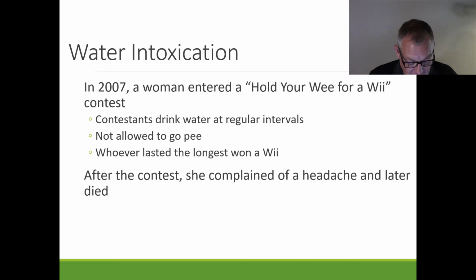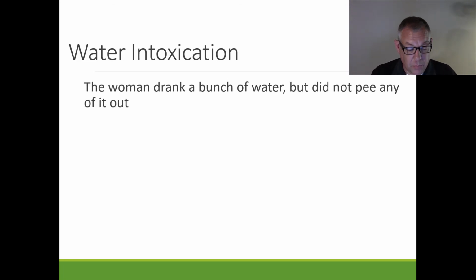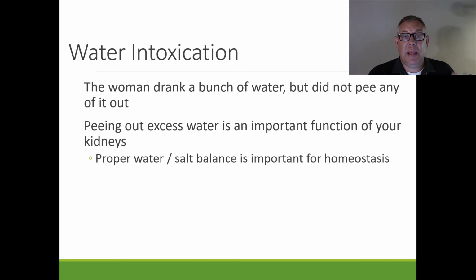And so what do you think happened? So she drank an incredible amount of water but didn't pee any of it out. And she was suffering from water intoxication. And so what happened, peeing out excess water, that's a very important function of your kidneys. And proper water-salt balance is essential to all aspects of living things. And it's very important for homeostasis. And you remember that's what kicked off this whole discussion, is living things have to maintain a constant internal environment different from their external environment.